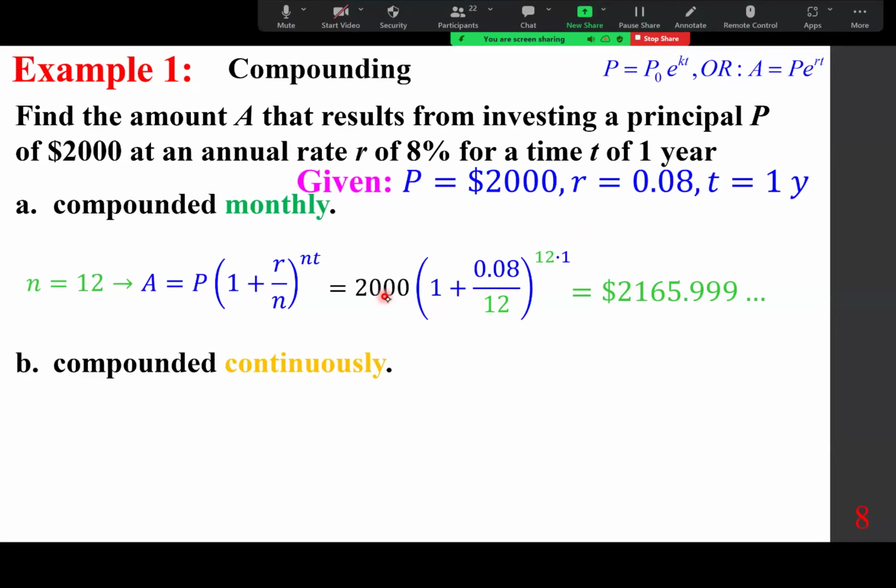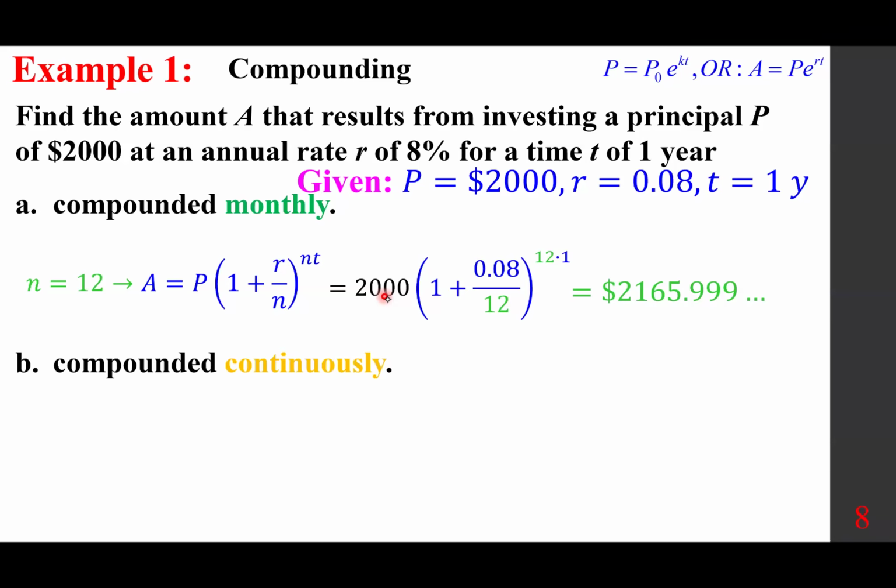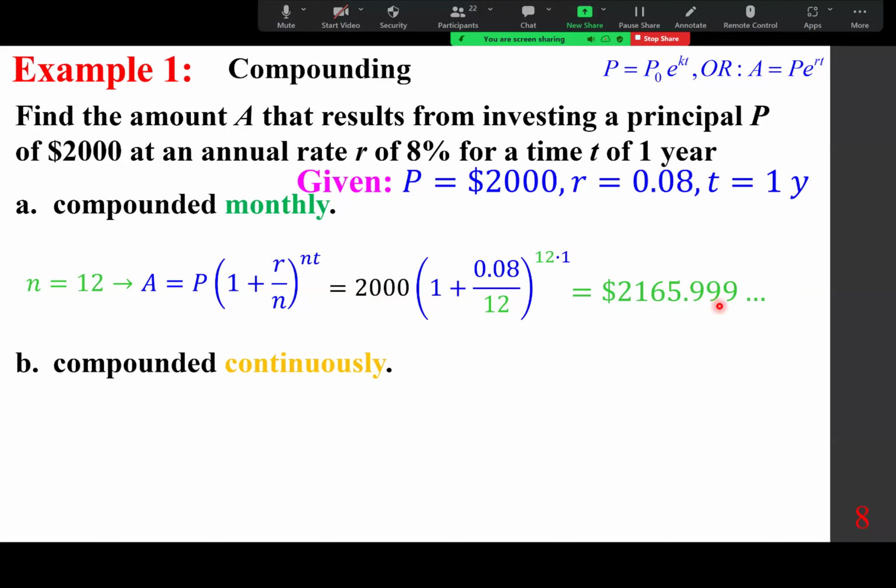And normally, when dealing with money, we are going to round it to 2 decimals. And when we go with the 9, we have to change here. We have to change here. So it becomes $2,165.00. You have to deal with 2 decimals when it comes to money, unless they tell you otherwise.